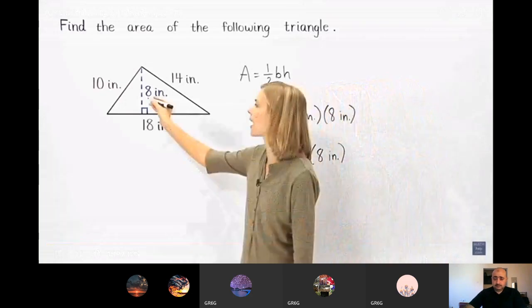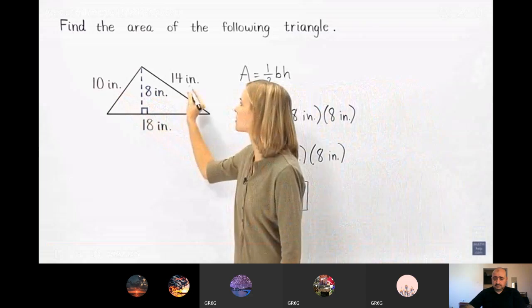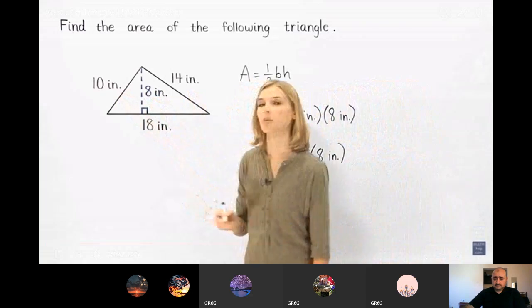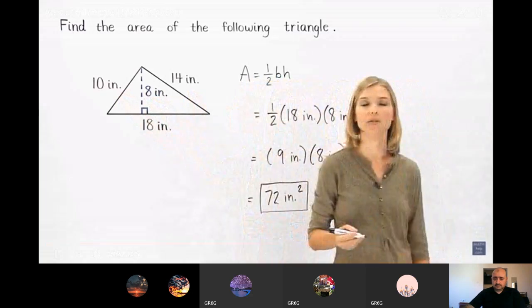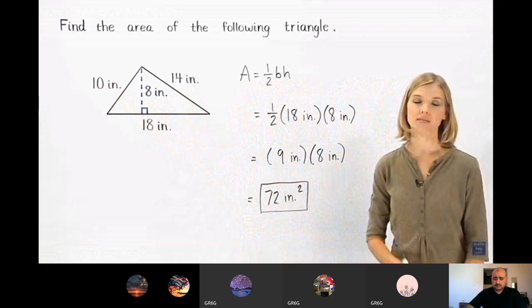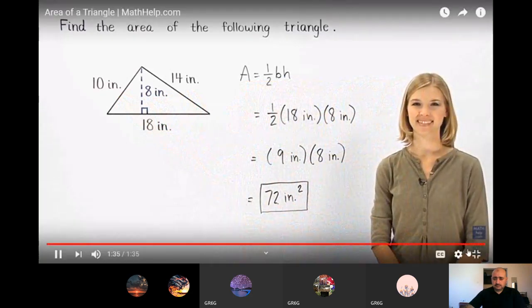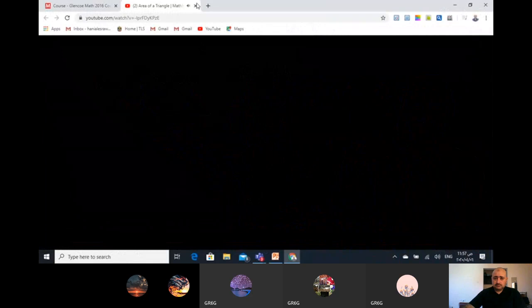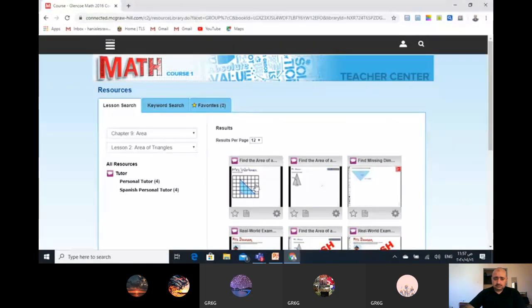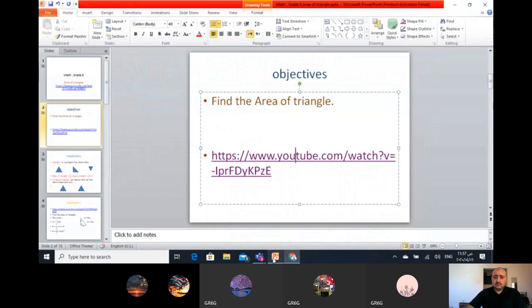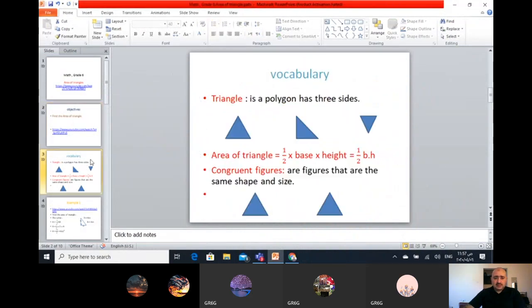Notice that the height of this triangle is not one of the sides of the triangle. It's important to understand that the height of a triangle does not have to be a side. So this is the meaning of the formula of the area of a triangle and how to solve this area.